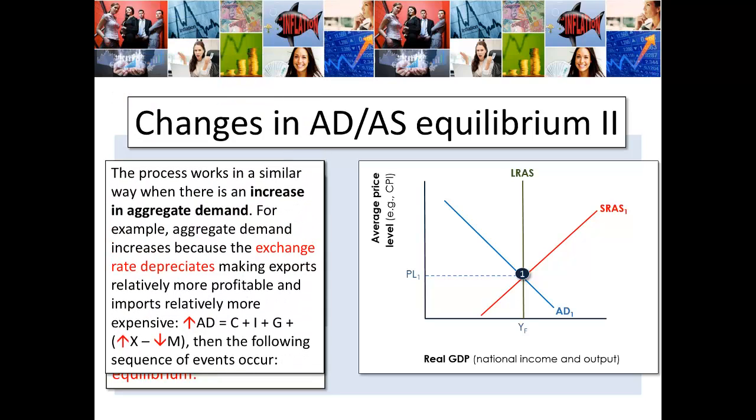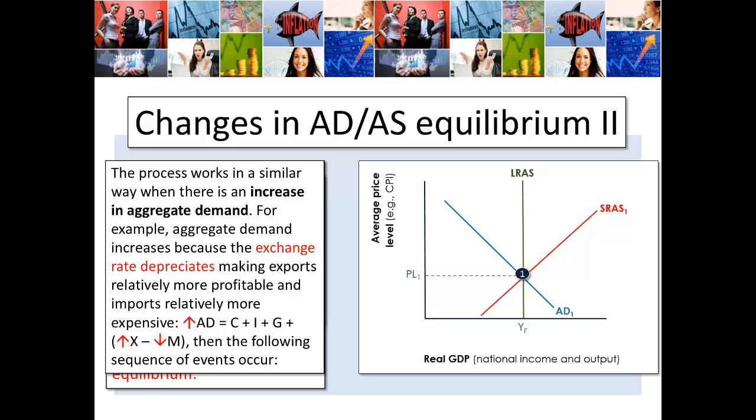We're looking at a similar process here to an increase in aggregate demand, and we'll look at this instance where the exchange rate is depreciating, not appreciating like we looked at last time. So when the exchange rate depreciates, exports become relatively more profitable for firms to produce, and imports relatively more expensive for those in the market for imports to purchase, whether that be consumers or firms for capital purchases or government expenditure. So as exports increase and imports decrease, we get an increase in aggregate demand.